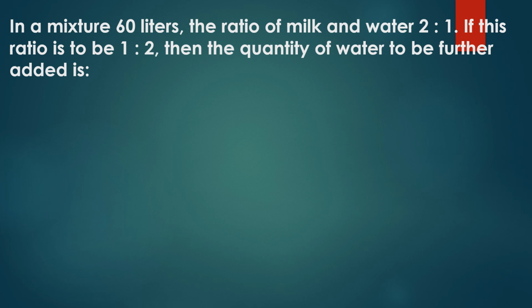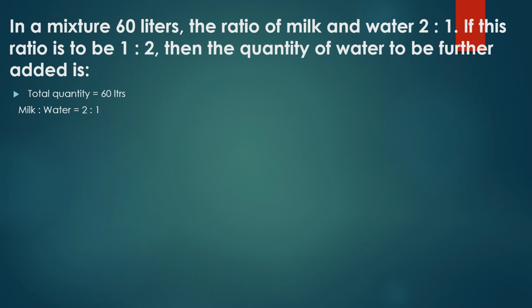In a mixture of 60 liters, the ratio of milk and water is 2 is to 1. If this ratio has to be made 1 is to 2, then the quantity of water to be further added, how much water should be added to this mixture? So initially the total quantity is 60 liters. In that, the ratio of milk and water is 2 is to 1.